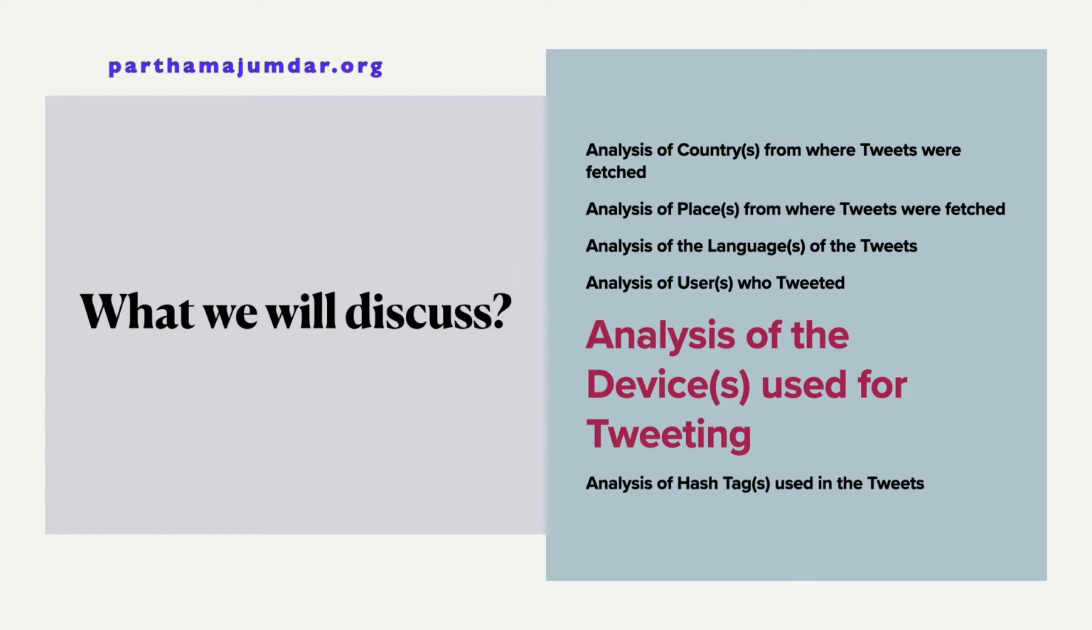For example, I found that people in India basically use Android phones more when they are tweeting, as compared to when people in USA are tweeting, they use iPhones. Also, I found that in Africa, people don't use Android phones or iPhones, instead, they use web apps while they are tweeting. So, we can find a lot of useful information from this analysis.